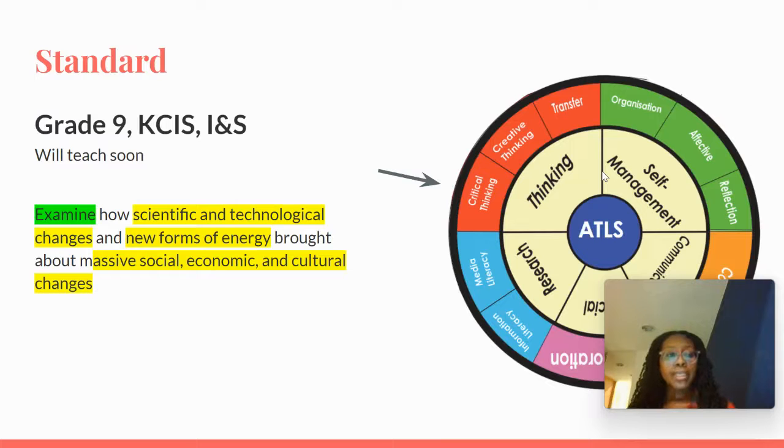So, the standard is: examine how scientific and technological change and new forms of energy brought about massive social, economic, and cultural changes. This is under the unit of the Industrial Revolution. Examine would require someone to think critically and to explore particular aspects. The ones highlighted in yellow are the concepts that we're going to highlight.